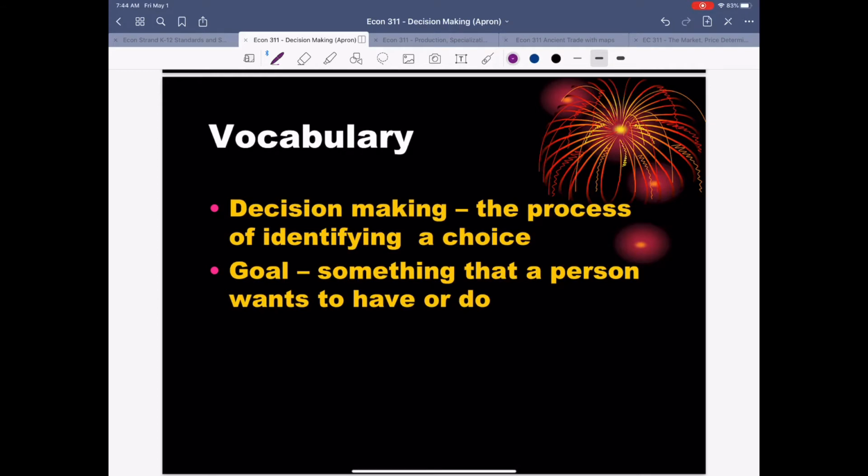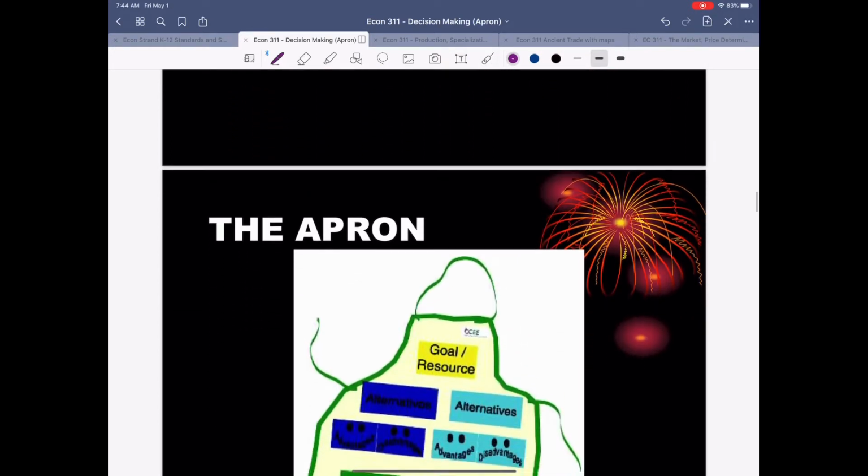Our vocabulary is the understanding of decision making, and we're going to remember that a goal is something a person wants to have or do. So it's always good to remind our students and use these vocabulary terms again and again so that they're comfortable with them and they don't lose the context of them.